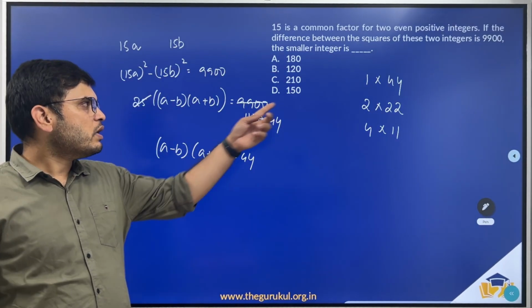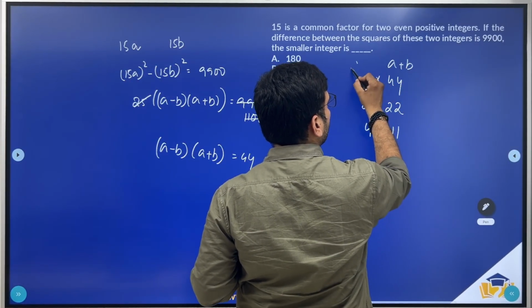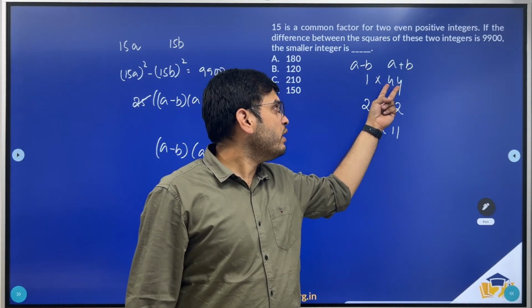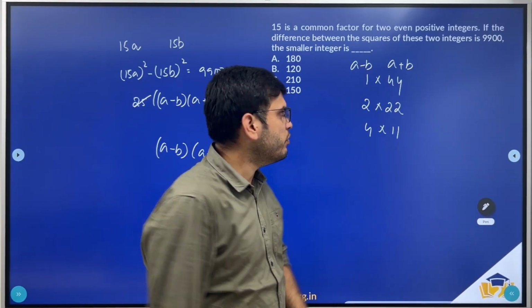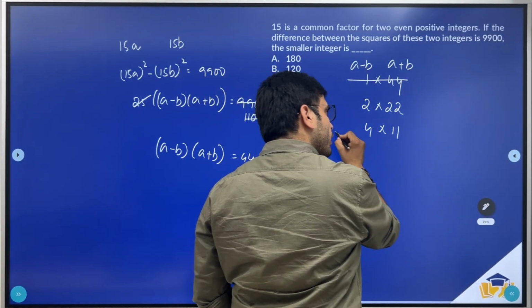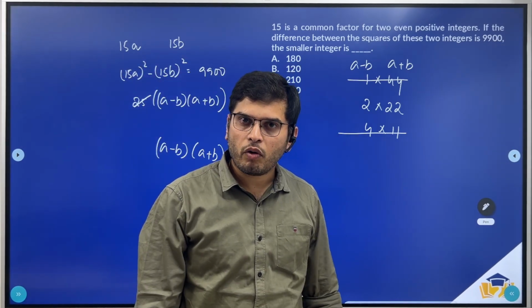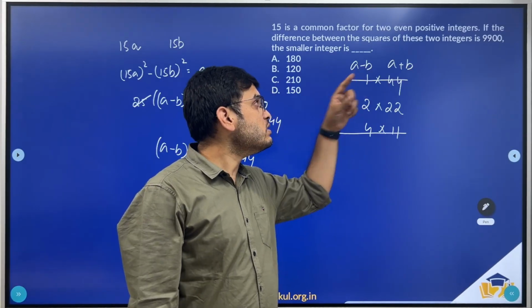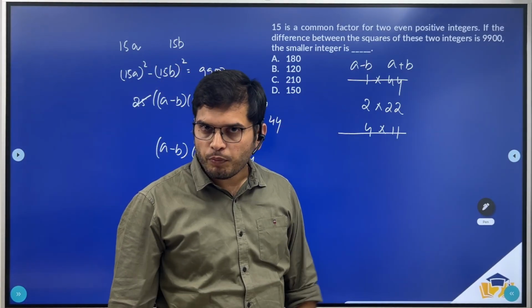Now let me consider a plus b is equal to 44 and a minus b is equal to 1. Now if you consider that one number being even and the other being odd, you will end up getting a and b values in decimals. Not possible. Again here also you will end up getting decimals because one number is even whereas the other number is odd. Both the numbers should be even or both the numbers should be odd, but since it is given that both the numbers are even, we can consider 2 into 22.